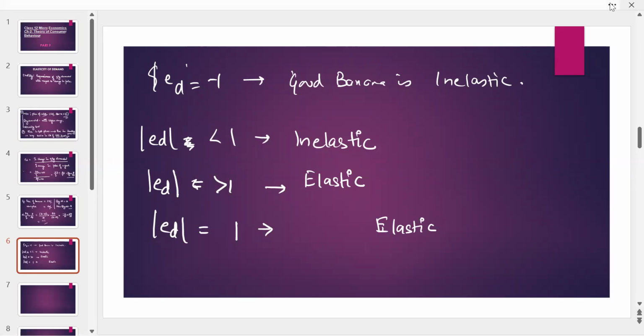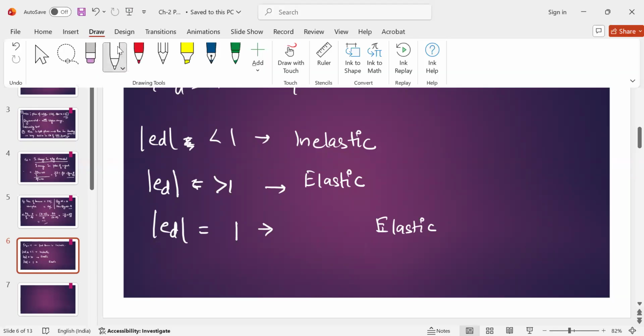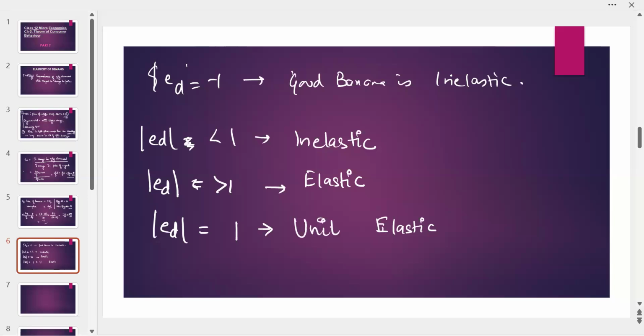Okay. So I'll just change it. This is unit elastic. All right. Now, in this case, this is not inelastic, this is unit elastic. Okay. Because the absolute value of elasticity of demand is one. Right. And if elasticity of demand is zero, we will come out with these cases, and there's another case also, infinity. Right. We will understand with the help of a diagram.